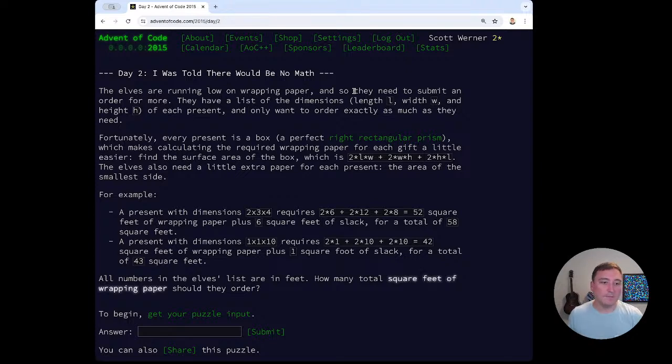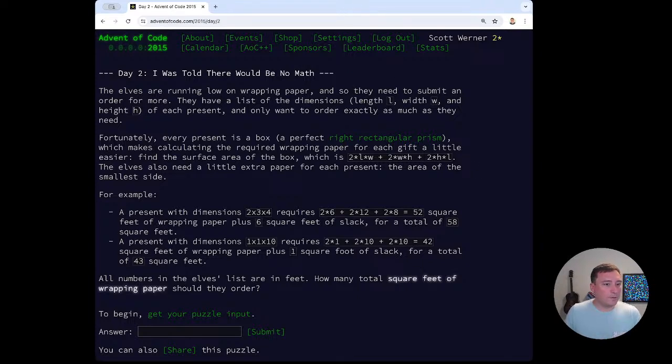times width times height plus 2 times height times length. The elves also need a little extra paper for each present, the area of the smallest side. For example, a present with dimensions 2 by 3 by 4 requires 2 times 6 plus 2 times 12 plus 2 times 8 equals 52 square feet of wrapping paper plus 6 square feet of slack for a total of 58 square feet. The present with dimensions 1 by 1 by 10 requires blah blah blah for a total of 43 feet. All numbers in the elves list are in feet. How many total square feet of wrapping paper should they order?